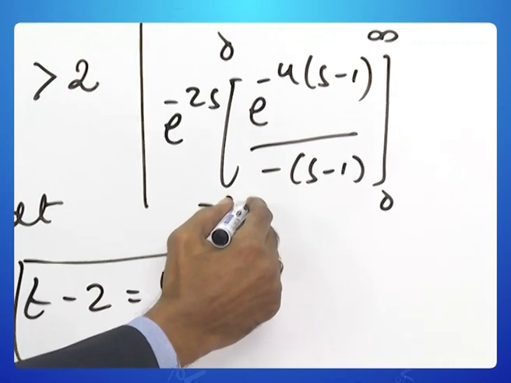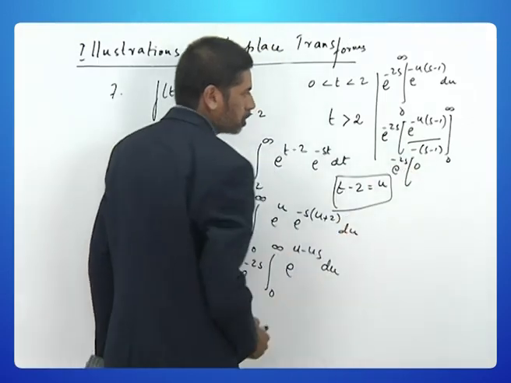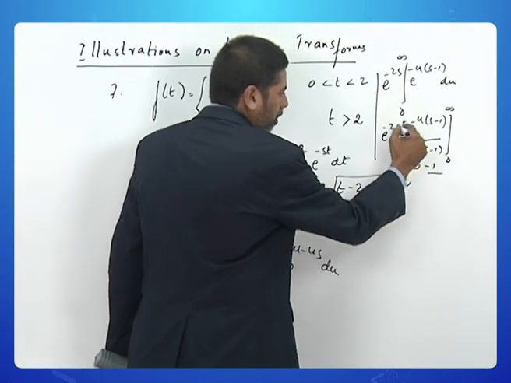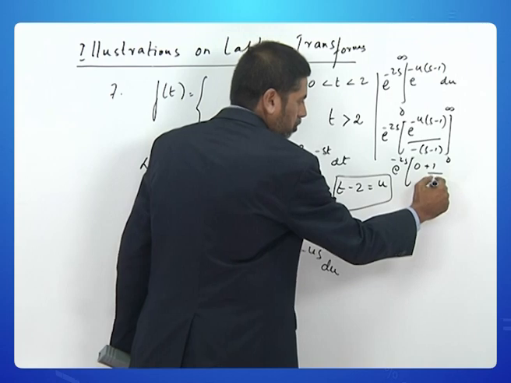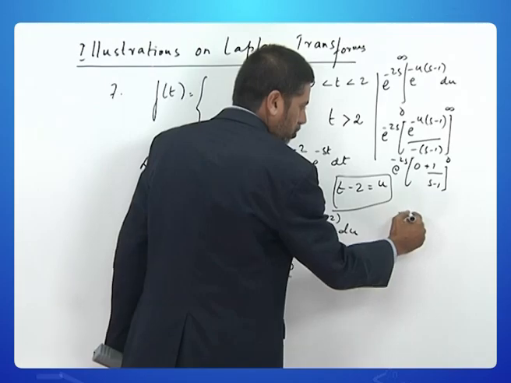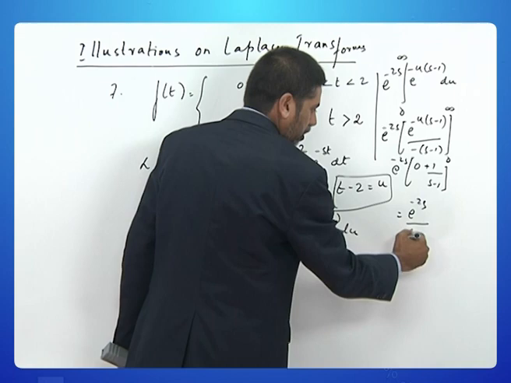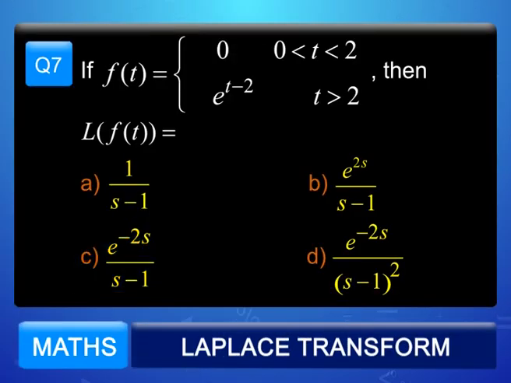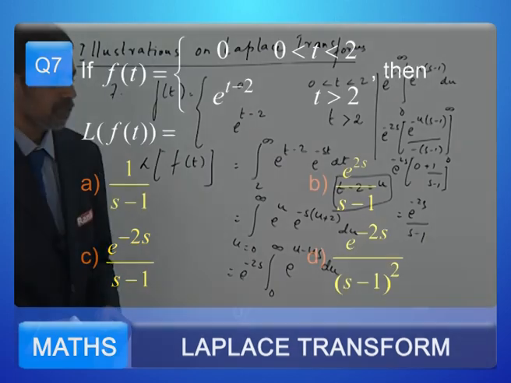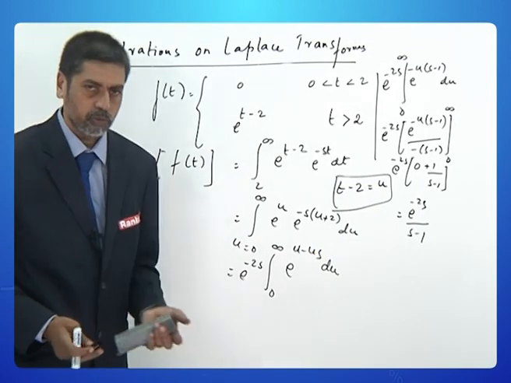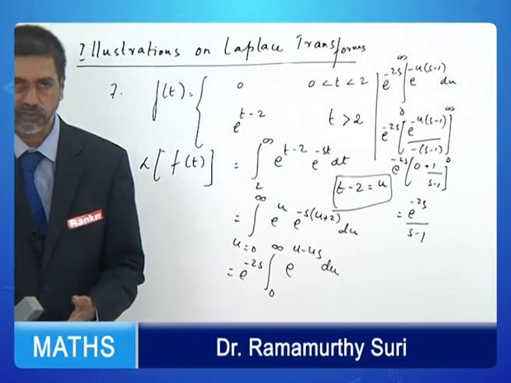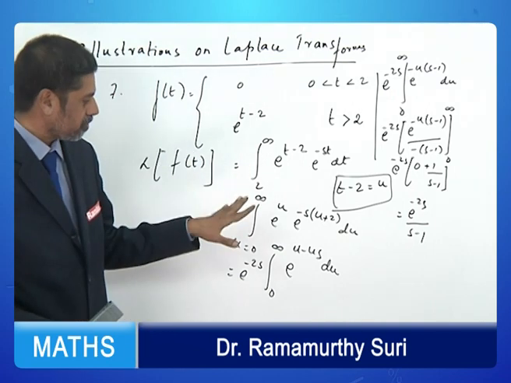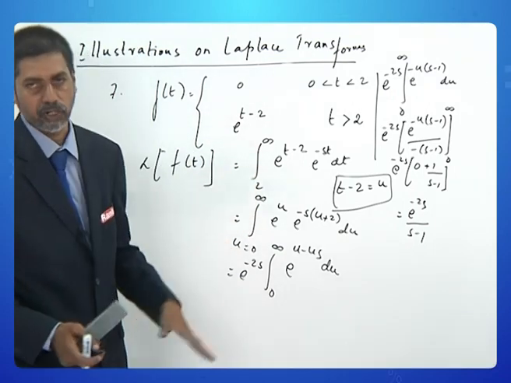So we'll have e power minus 2s, at 0, minus 1 by minus of (s minus 1). Minus of minus is plus, because there's a minus here also. So you will get this. So it is e power minus 2s by s minus 1. So the correct option will be C for this problem. But the question is, is it the only way to do the problem? Of course, if you are good at second shifting property, you can also do it directly. Okay? But this is quite fine. Only thing is you must be able to do it quickly.